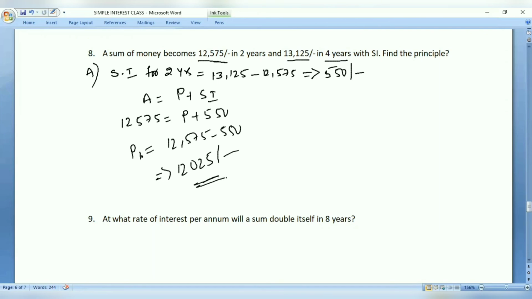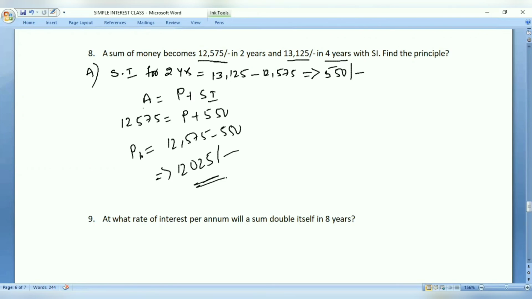I repeat the problem. They are saying some principal is there. That principal with interest amounted to 12,575 rupees. The same amount has become 13,125 for 4 years. Now, what is the principal? We need to calculate. For 2 years, amount has been given, and for 4 years, amount is given. The difference of 4 years and 2 years is the interest that you get for 2 years. So we have calculated the difference.